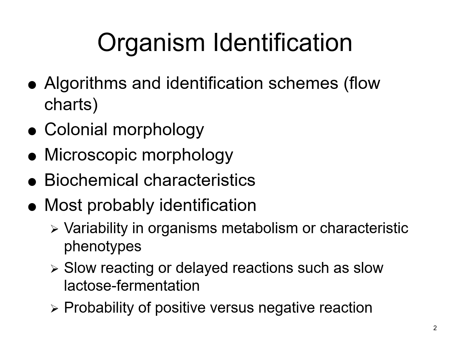there's different variabilities within the organisms and how they metabolize or the different phenotypic type characteristics. So the organism may be the same genus and species, but there could be some slight variations as to how it reacts with some of these different test methods. There are some that have slower reactions or delayed reactions, such as they may ferment lactose a little bit slower than another organism that is the same genus and species.